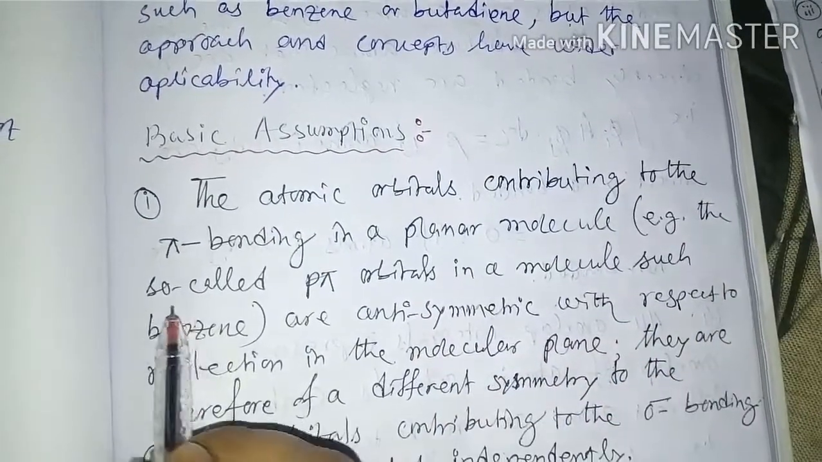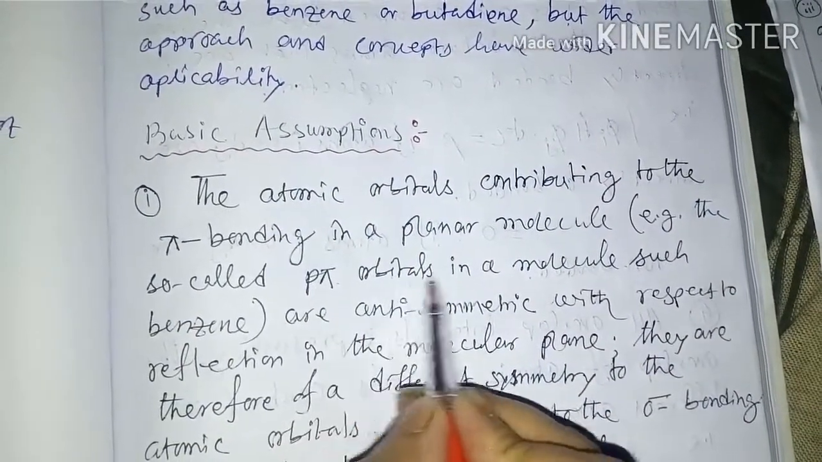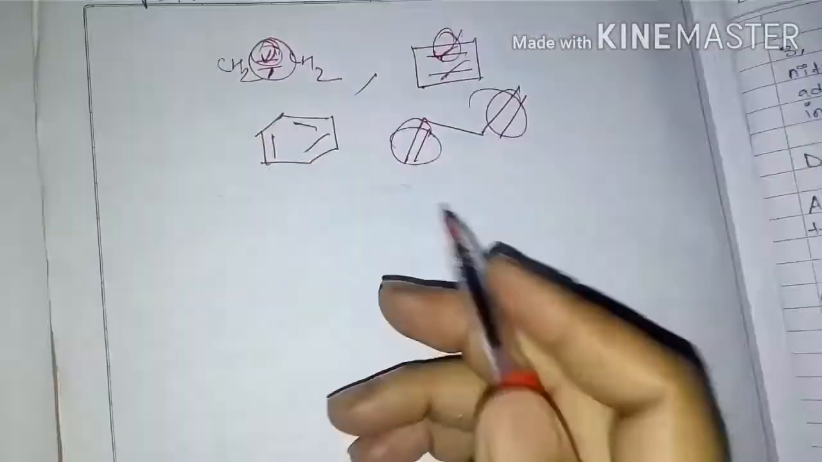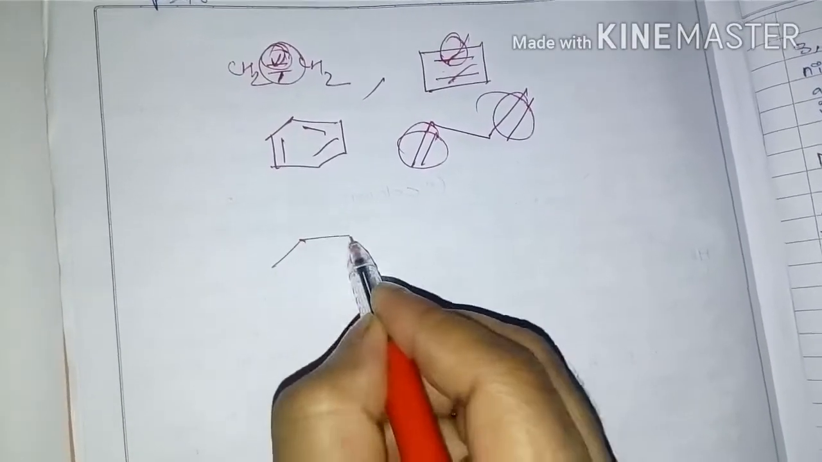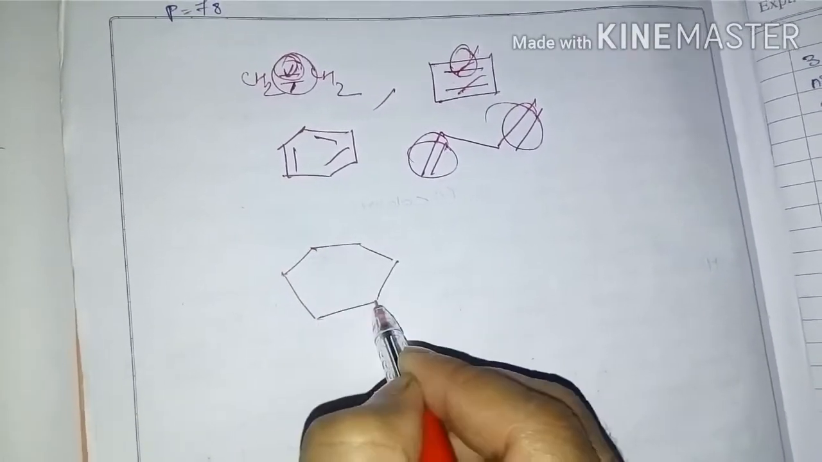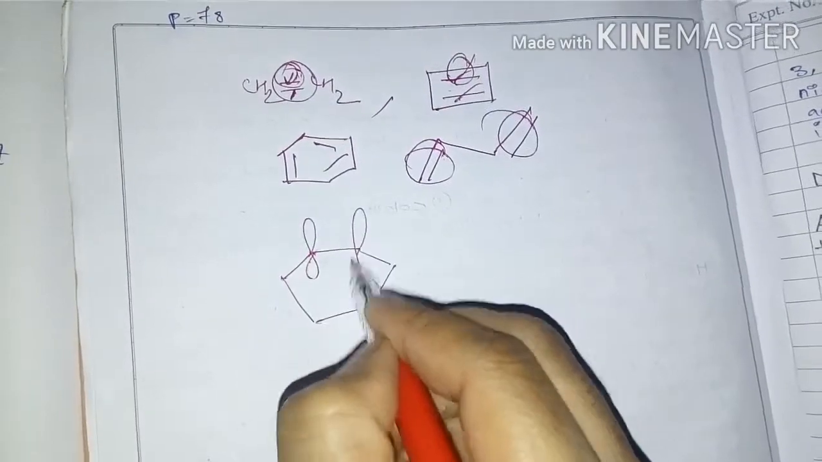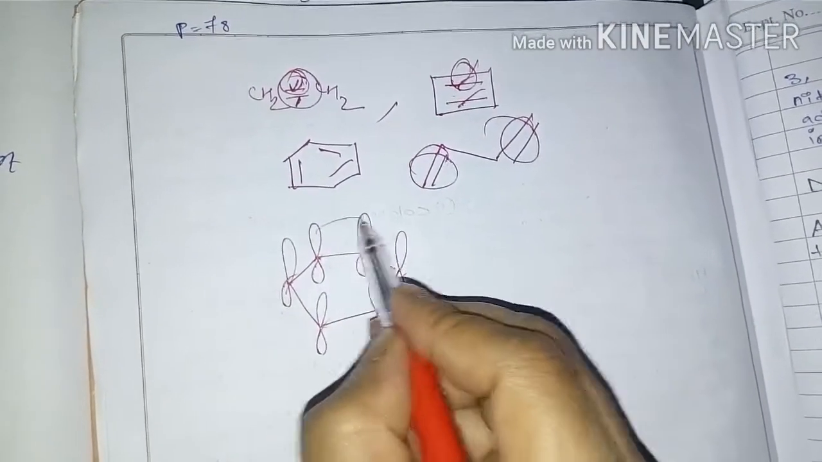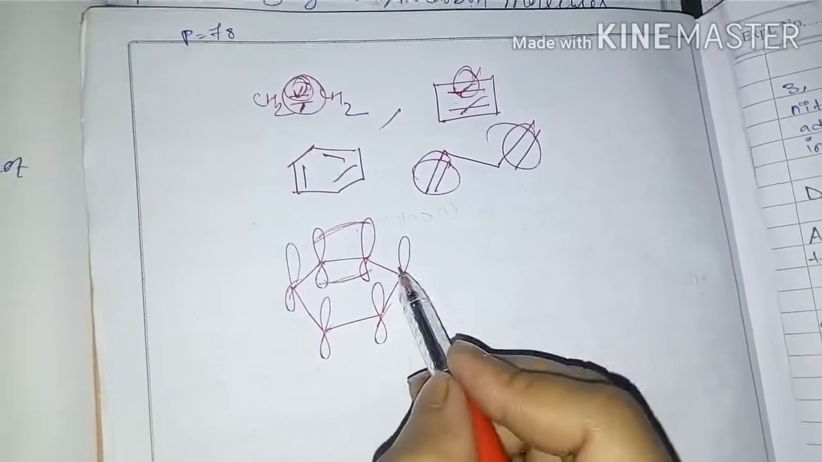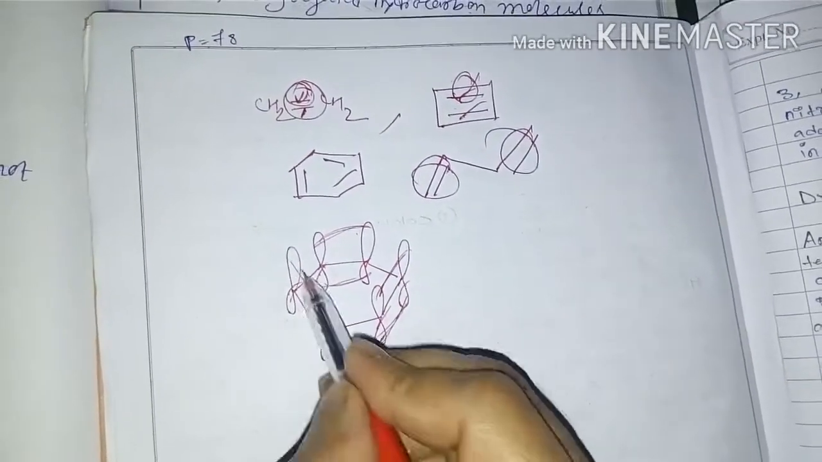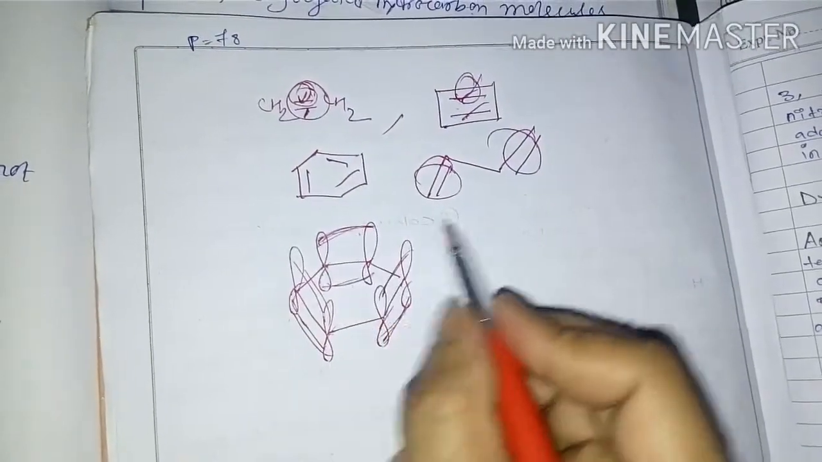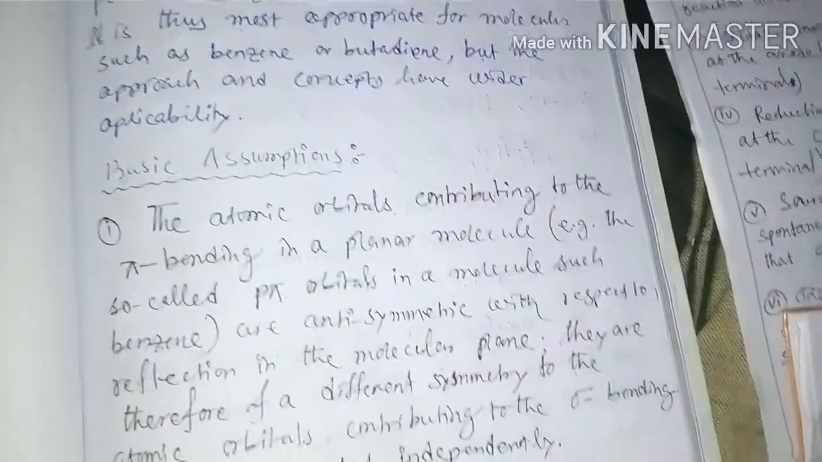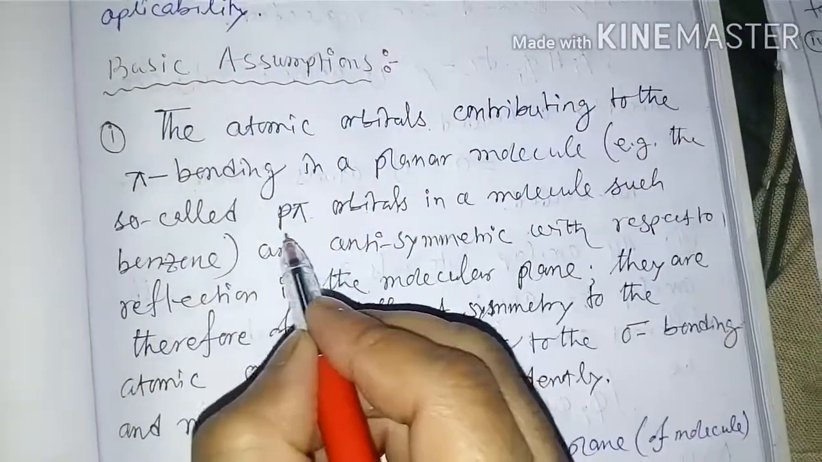For example, p-pi orbitals in a molecule such as benzene. This is the benzene ring. Here a p orbital is there like this, and these will overlap with each other. So here it is the p orbital and then pi.